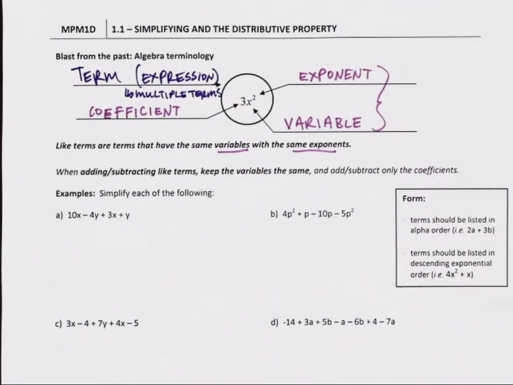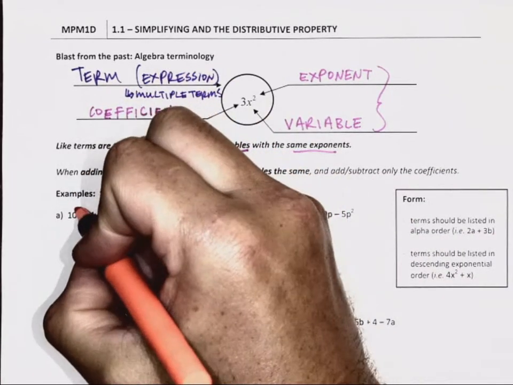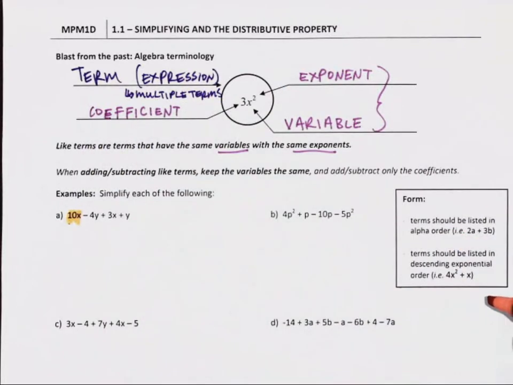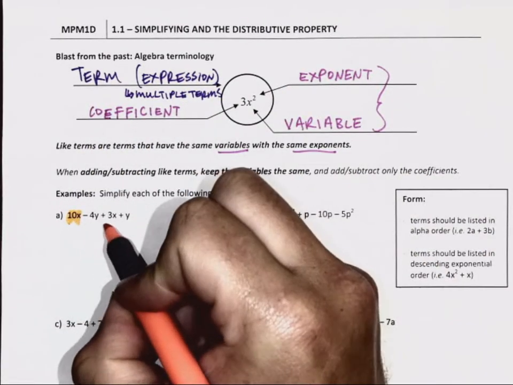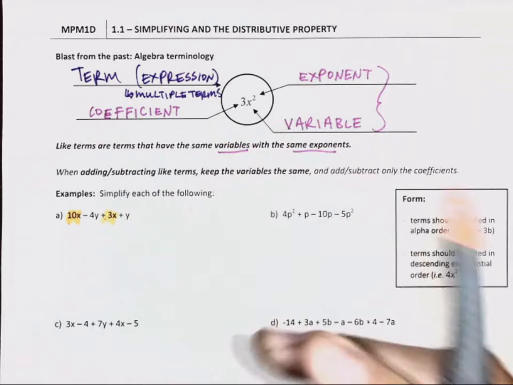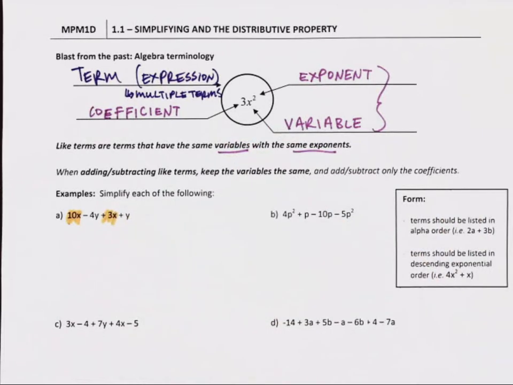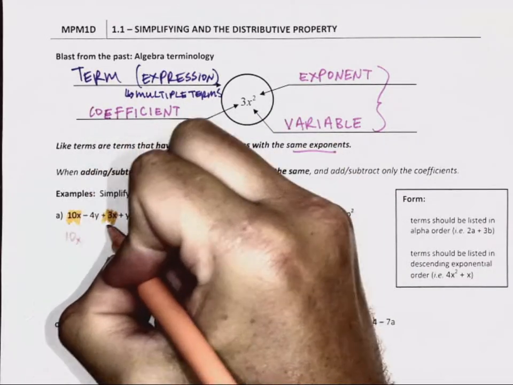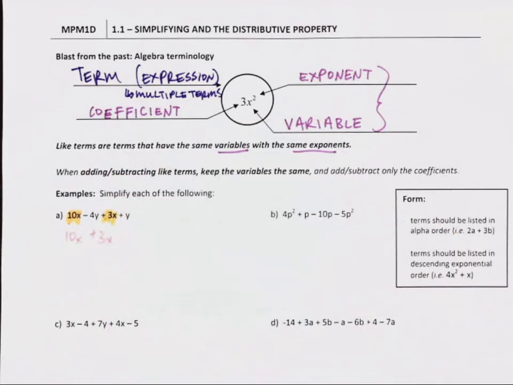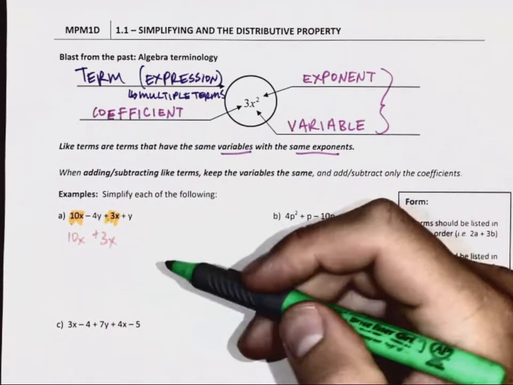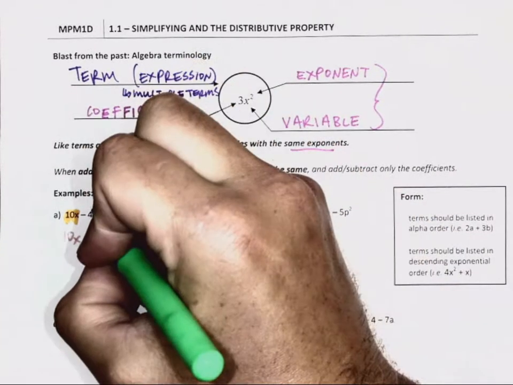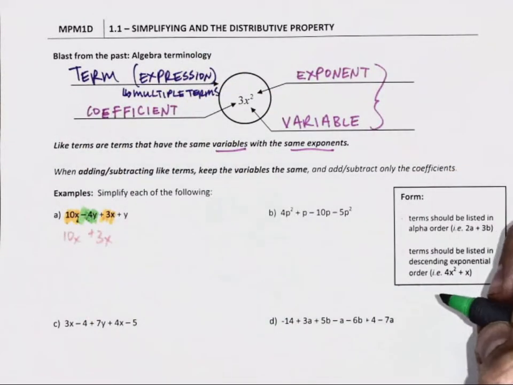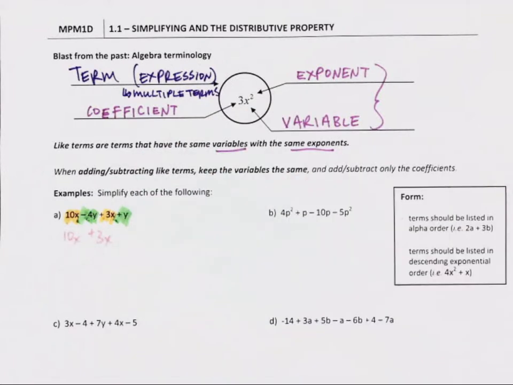So what does that look like? If I'm going to simplify, that means I'm going to collect like terms. So there's 10x. I want to see where else I see x. Oh, there it is. So I have 10 x's, and I'm going to add 3 x's. I don't have to always reorder them, but I'm going to organize right now. I also have negative 4 y's, and then I'm going to add a y.